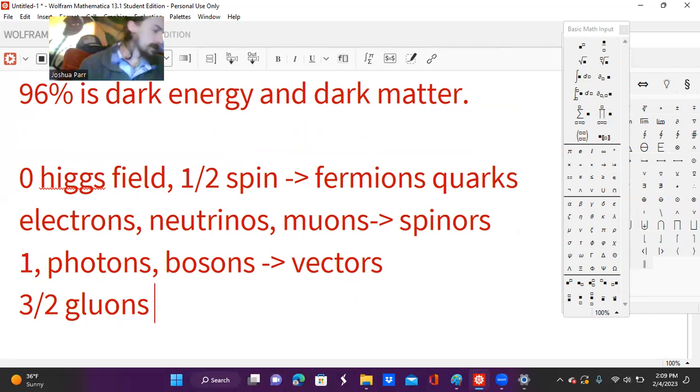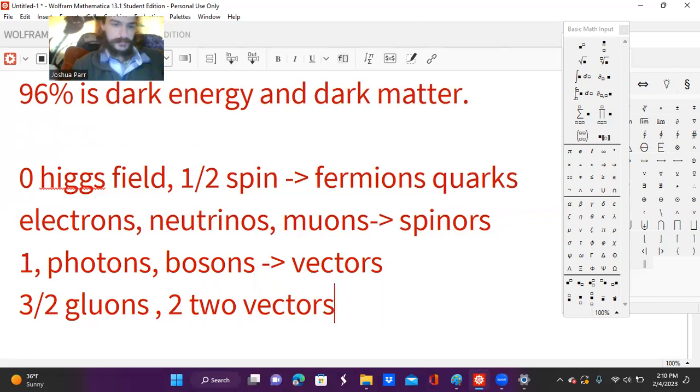Two spinors are these gluons, and then we have integer spin two vectors. So like when a photon and a boson interact, I get a two vector to describe something like that.